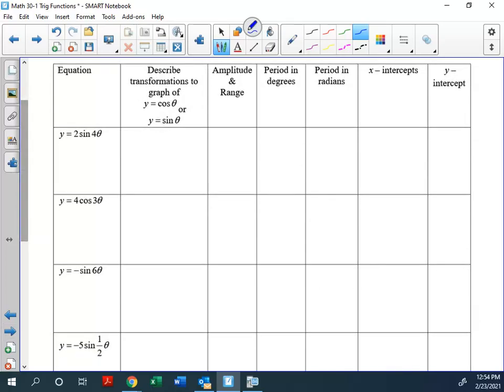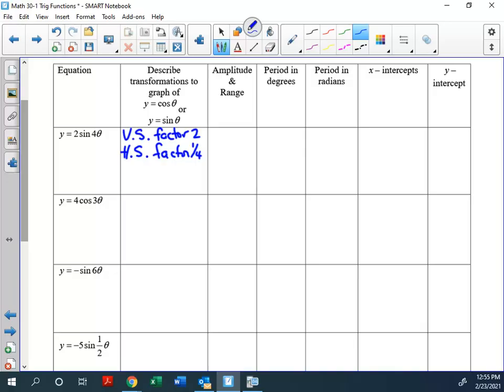Describe the transformations. Because this is a non-diploma year, which I'm so happy about, we get to abbreviate. Would you agree with me this is a vertical stretch by a factor of 2? Would you agree with me this is a horizontal stretch by a factor of 1/4? It holds true just like chapter 1. Nothing different there. What is the amplitude of this particular function?